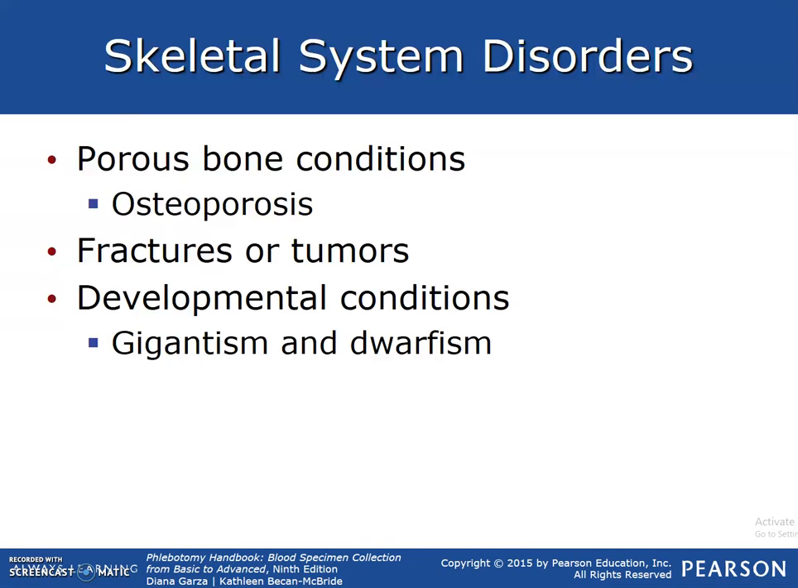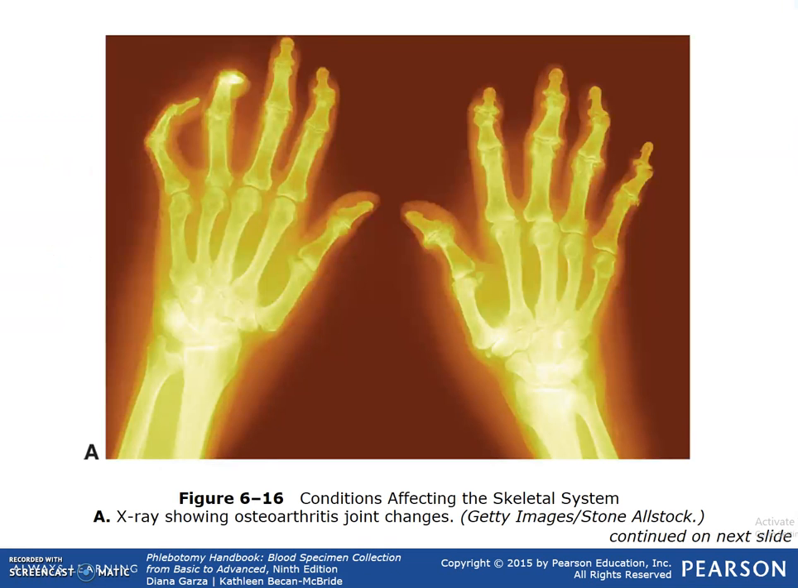Osteoporosis, which is a porous bone condition. Fractures or tumors, developmental conditions, so giantism and dwarfism. These are conditions affecting the skeletal system.